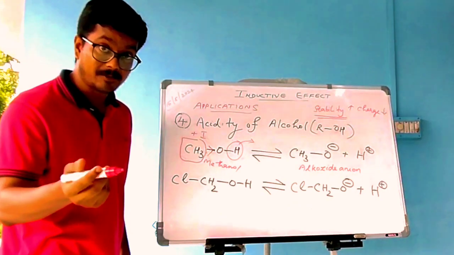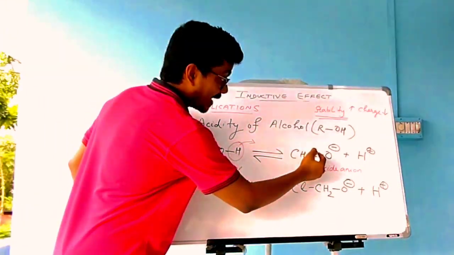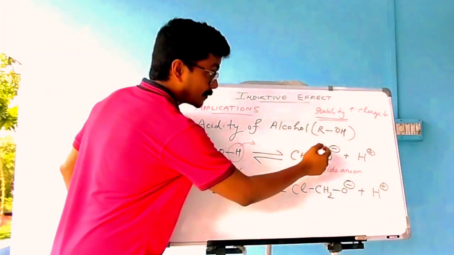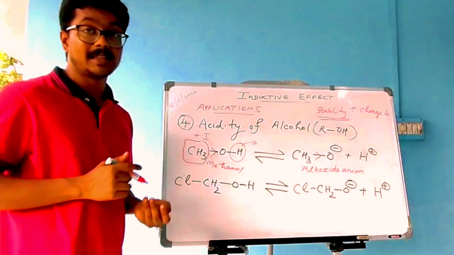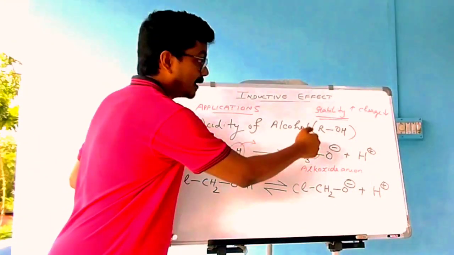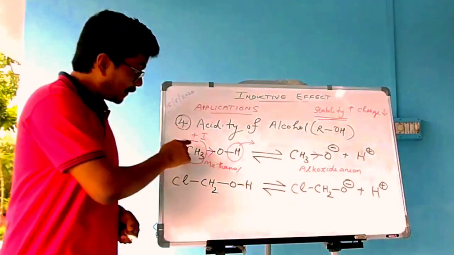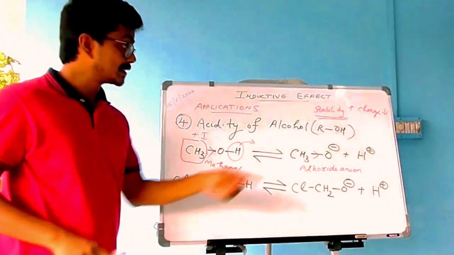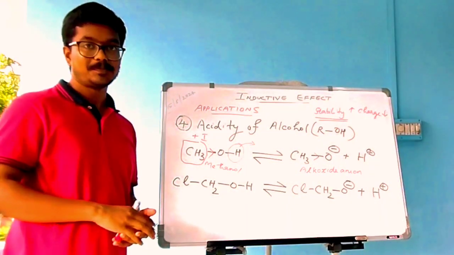In addition, if the H plus ion is removed, what is going to happen? The alkyl group releases electrons to the negatively charged alkoxide ion, which intensifies the negative charge, thereby decreasing the stability of the alkoxide ion. So, we can conclude plus I effect decreases the stability of the alkoxide anion, thereby decreasing the acidity.